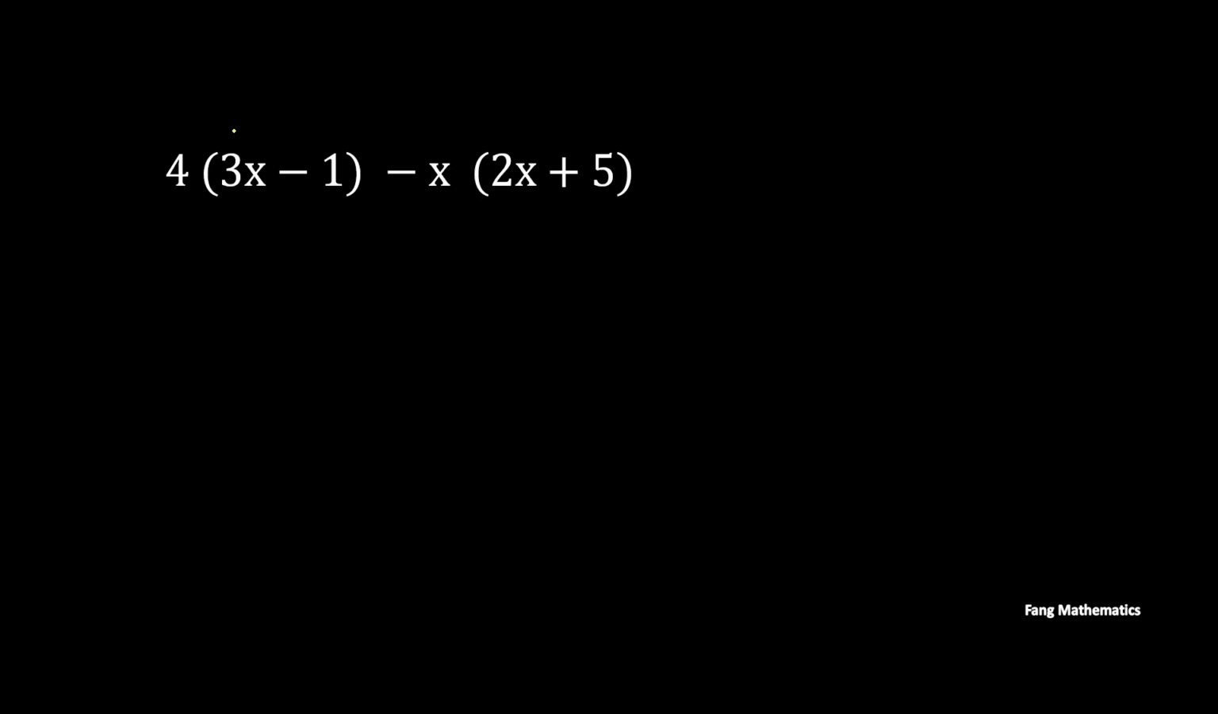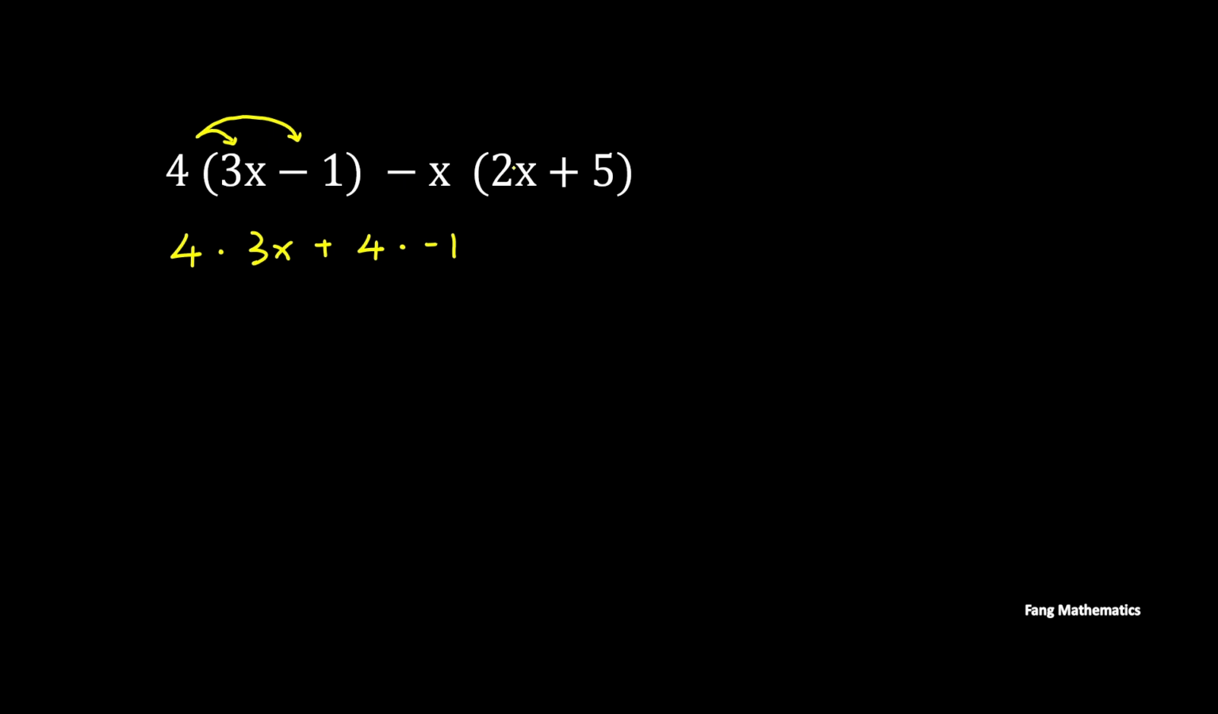The last question we have. You see that we have two parentheses, so we are to remove each parenthesis. Let's remove the first one. This one is relatively simple. You have 4 times 3x and 4 times minus 1.